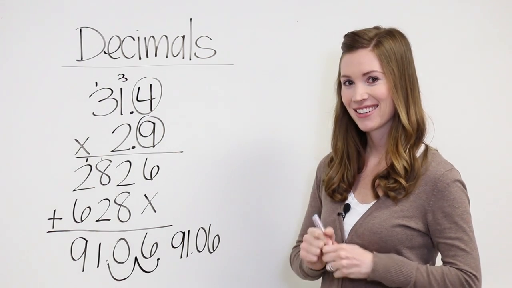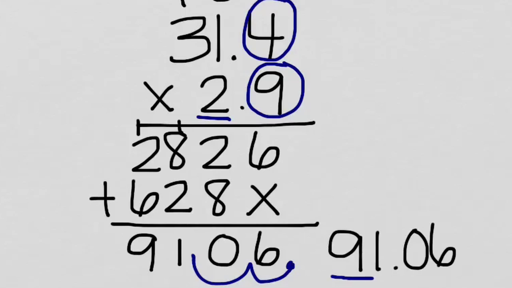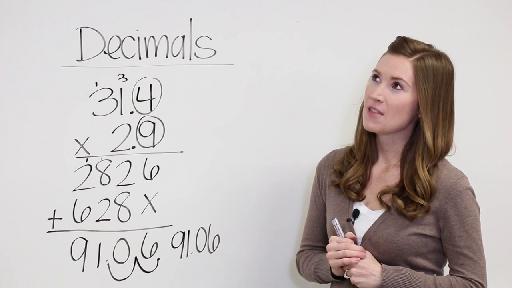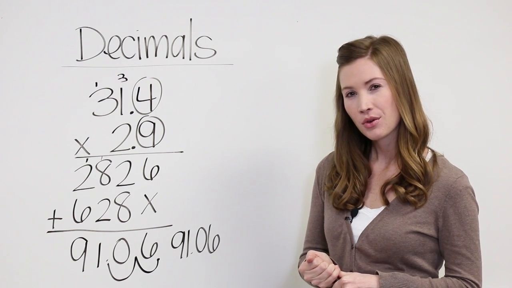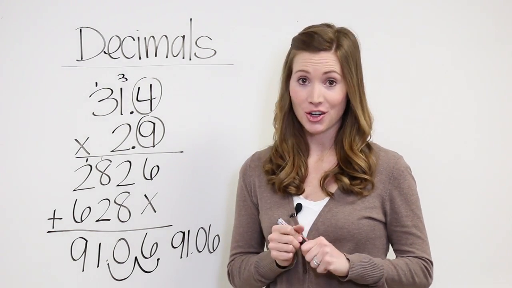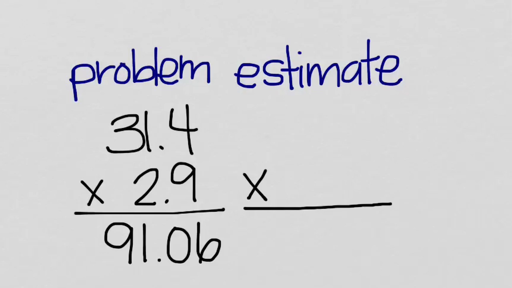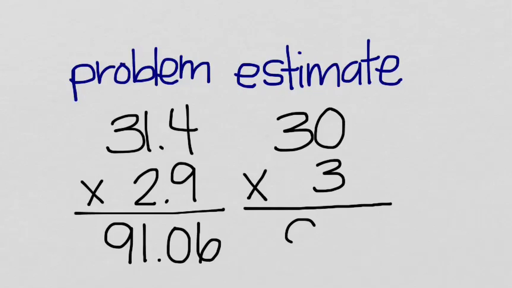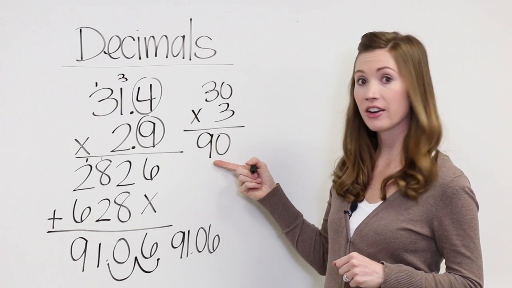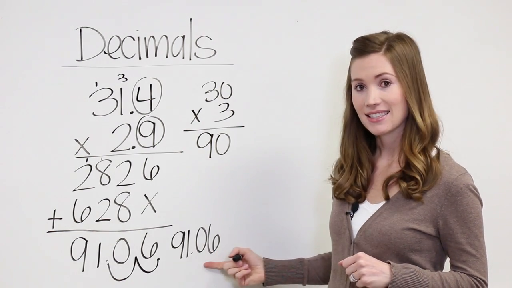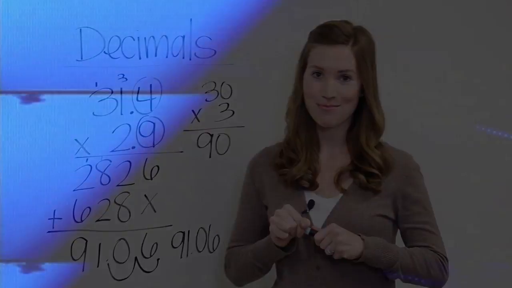Are you ready? Let's do it. 91 and 6/100. Now, is that product reasonable? If you said yes, you're correct. 31 and 4/10, that's about 30. And 2 and 9/10, that's about 3. If we were to multiply 30 and 3, we would get 90. And 90 is very close to 91 and 6/100. Great job.